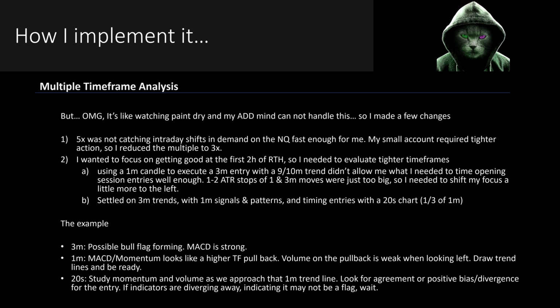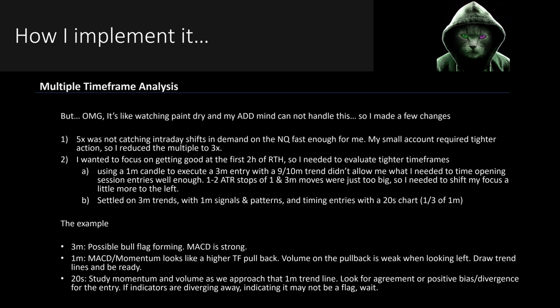So using this as an example, if you're using a 1 minute candle on that NQ to execute a 3 minute entry against a 9 or 10 minute trend, the challenge was I couldn't really time those entries well enough with that. If I needed a 1 to 2 ATR stop on a 1 or 3 minute move, you're looking at 40 to 60 points sometimes. And so I needed to shift my focus just a little bit left, and I settled on 3 minute trends with 1 minute signals and patterns, and I timed my entries off a 20-second chart.